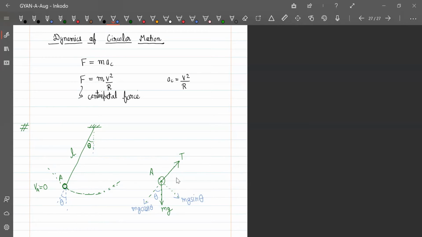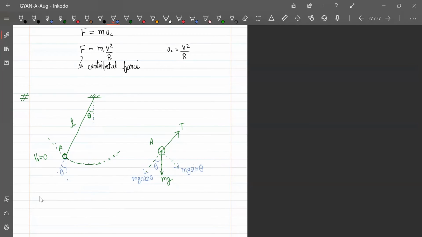So अब दो direction में forces को देख रहे हैं. One along the length. So along the length, if we draw the free body diagram, it should be T minus mg cos theta, that is mv square by L. But this is 0. This is 0 because speed abhi 0 hai. Abhi just motion start hua hai. So from here you can just write tension is equal to mg cos theta.